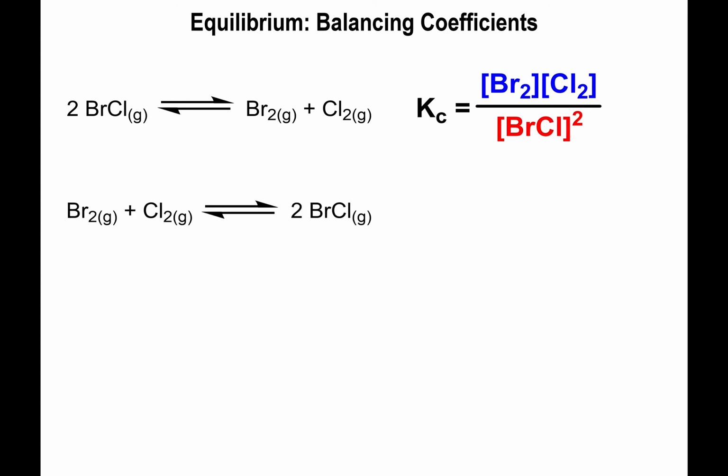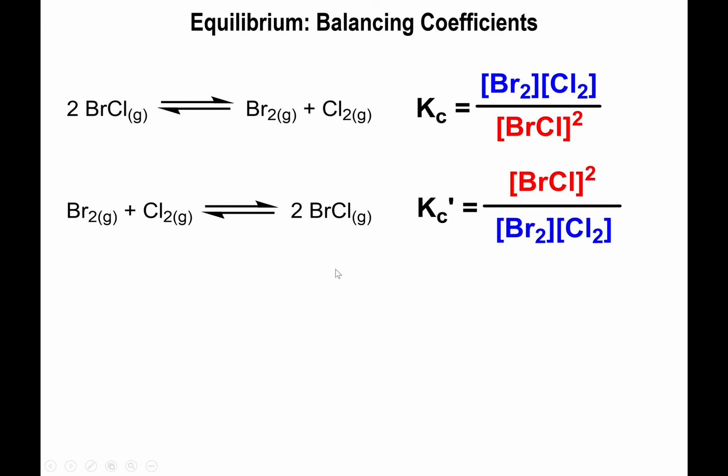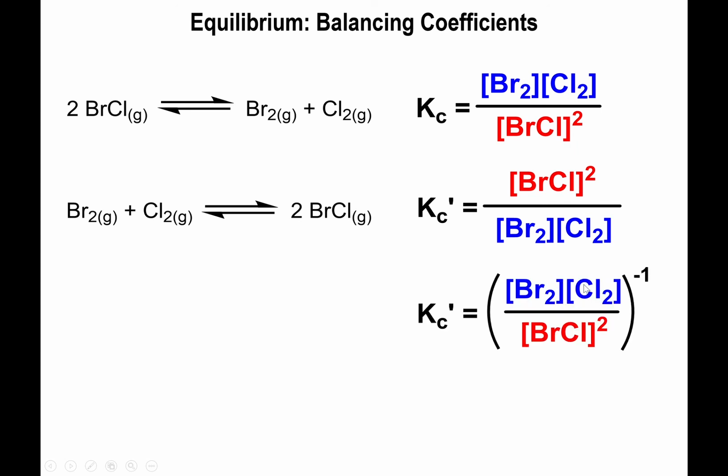The other thing is that if you, let's say, reverse the equation, right? So now the products are on the reactant side and the reactant is on the product side. All that happens is that now the BrCl raised to the second power is the product, and so it's on the numerator of the fraction. So what ends up happening is that you basically end up dividing what you had before from 1. You basically take the inverse of what you had before, right?